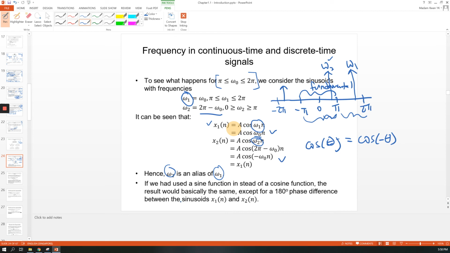we change to sine, the result would basically be the same except for a 180-degree phase difference between the sinusoids x1 and x2, meaning here there would be plus pi. But adding a phase to this sinusoid just shifts the waveform. Minus is shift to the right, positive is shift to the left. The pattern remains the same, just that one is delayed by pi or advanced by pi. Strictly speaking, the pattern is still the same.